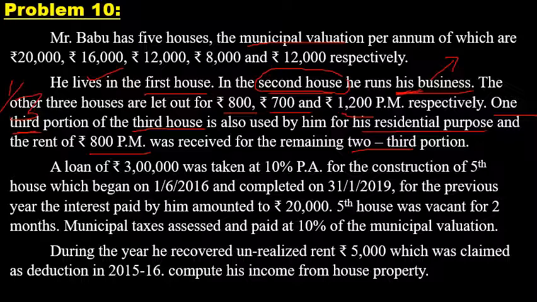Next one, a loan of rupees 3 lakh was taken at 10% per annum for the construction of the fifth house, which began on 1st June 2016 and was completed on 31st January 2019. Then for the previous year, the interest paid by him amounted to rupees 20,000. So the first point is that he borrowed the loan for the construction of the fifth house, the loan amount was rupees 3 lakh and the rate of interest 10%.